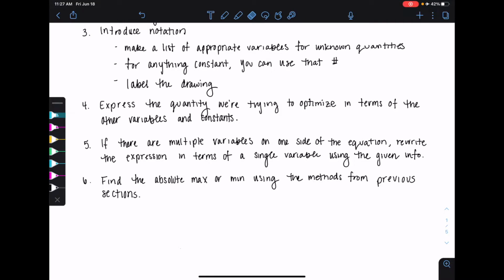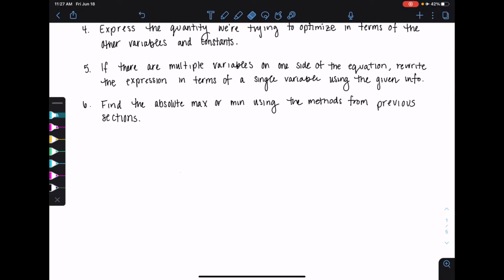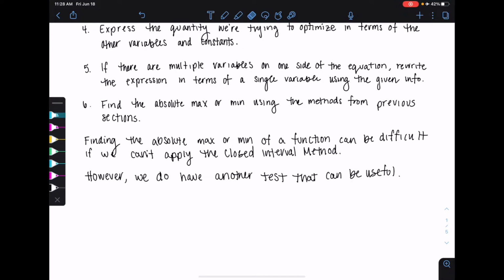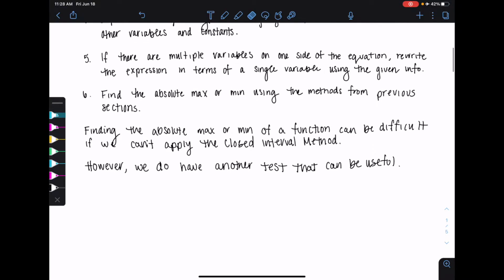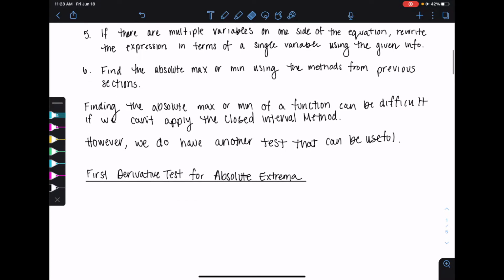Once you've done that, you're going to find the absolute max or mins using the method from the previous section. The problem is absolute max and mins are quite difficult because if I'm dealing with an infinite length, I only know how to find absolute max and min on a closed interval using that closed interval method. So really we have another test that's going to be useful for finding these absolute extrema. And so this is called the first derivative test for absolute extrema.